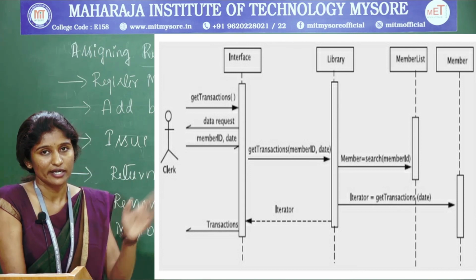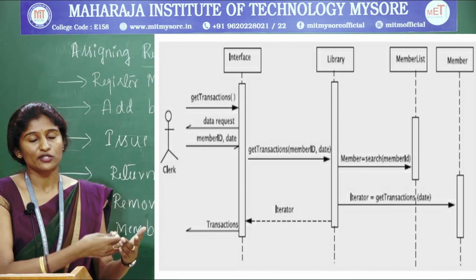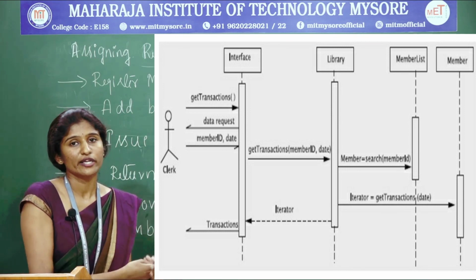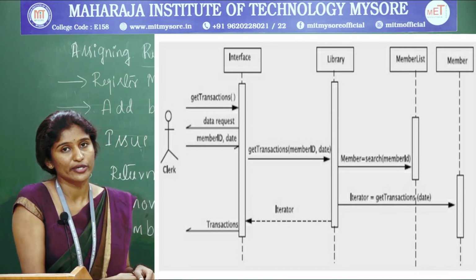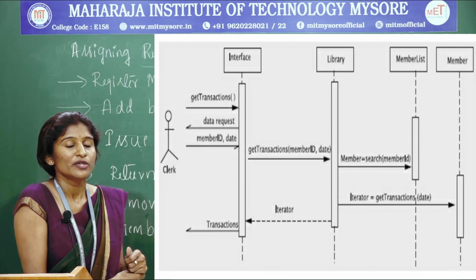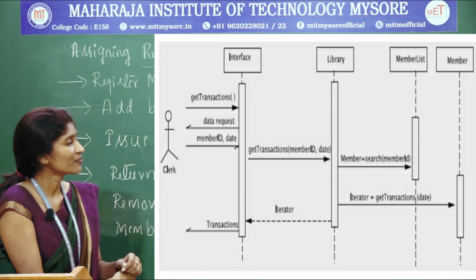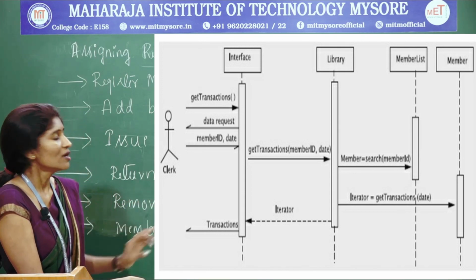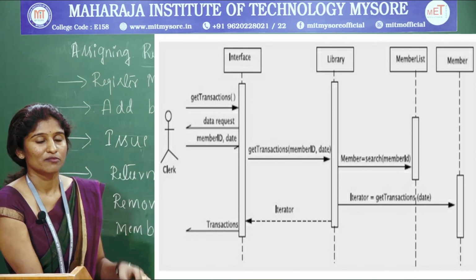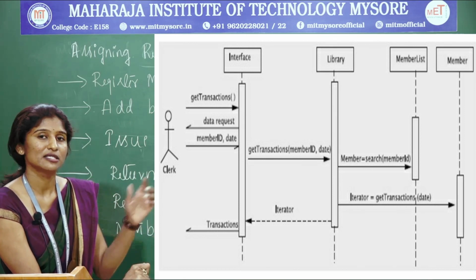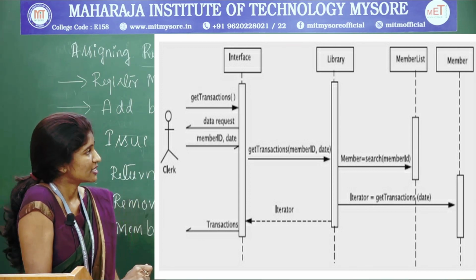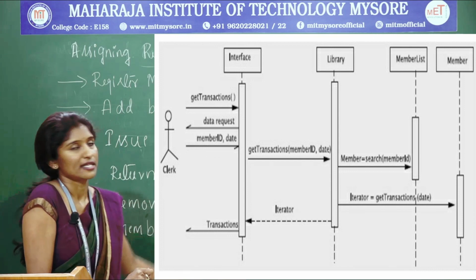Then after iterating, we are going to have the details of transactions: the borrowing information, returning information, holding information. All the information we are going to get for that particular member ID, with the input as the date. We are going to take that information and provide it to the system, that is, the clerk. The clerk is going to be displayed with that message, take a printout of it and give it to the customer. So that is the sequence diagram for the member transactions.